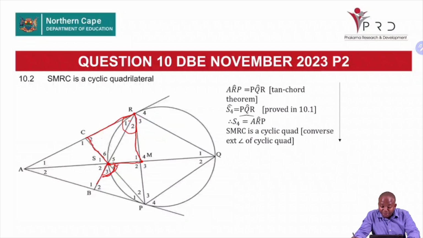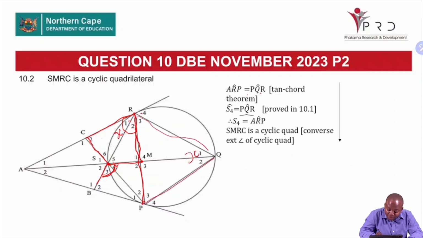So what are we doing? Remember, ARP, we mentioned that already, is equal to PQR. It is the tan chord that we did on the first diagram. So it is that tan chord theorem that we did there. Again, we established that S4 is equal to PQR. We proved that in 10.1. So S4 is equal to PQR as proven in 10.1.